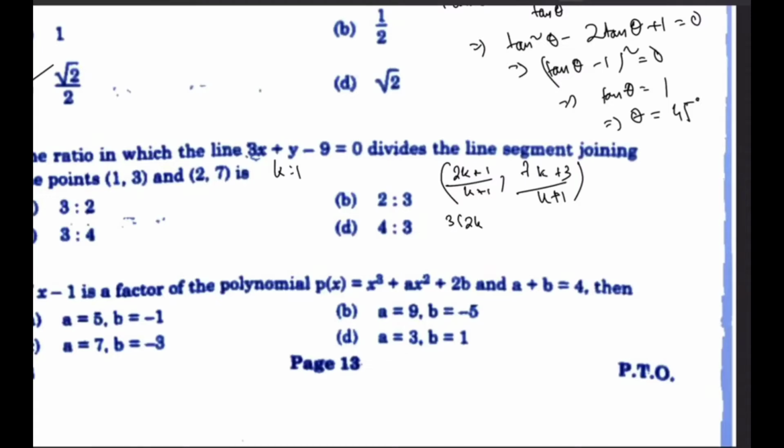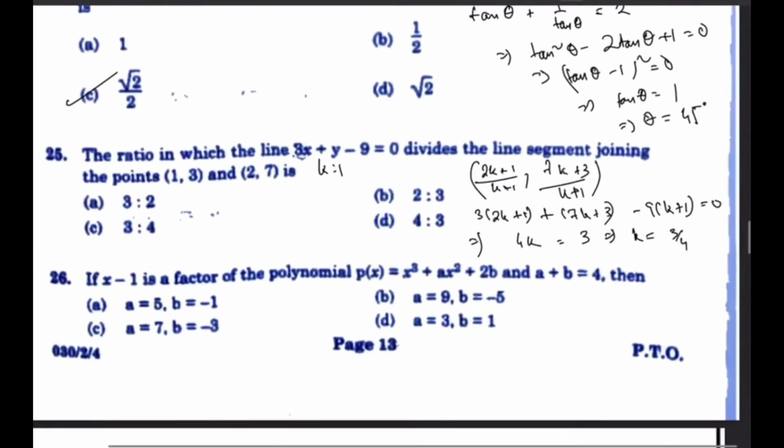3 into (2k plus 1) plus (7k plus 3) minus 9 times (k plus 1) equals 0 is what we are looking for. Let us collect all the k terms. So we have 6k, 7k, that is 13k, minus 9k is 4k, and then we have 3 plus 3, 6, minus 9 is minus 3, so 4k is 3, so k equals 3 by 4. So our required ratio is 3 is to 4.